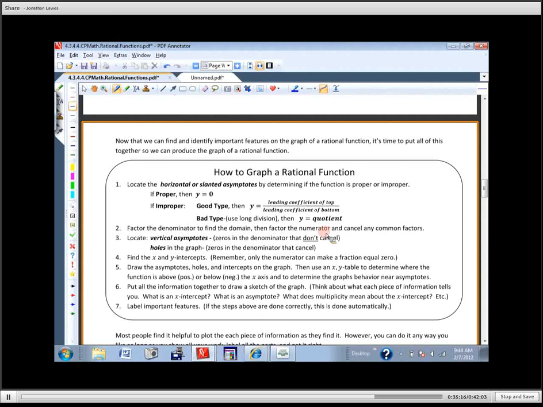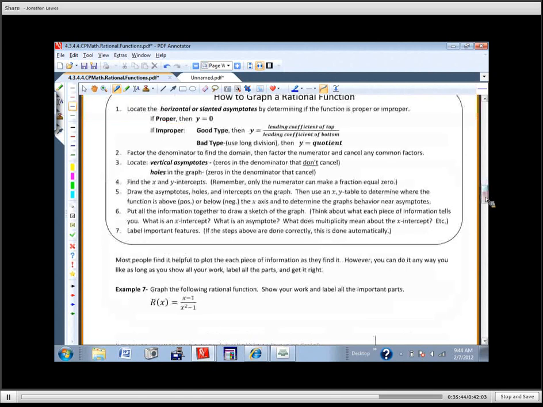Now, does that sound familiar so far? Locate vertical asymptotes and holes. We've done a little bit of that already. Find the x and y intercepts. Draw the asymptotes and holes and all that sort of stuff, any points that you've got on the graph. Put all the information together to make the graph and then just label it. Okay? So this is not a step-by-step procedure, but they're pretty good guidelines, and they're basically going through and saying, well, how would you do each one of these? So does that look familiar?